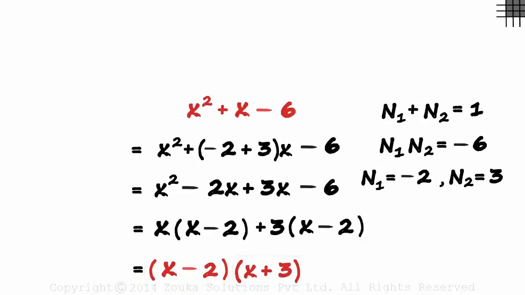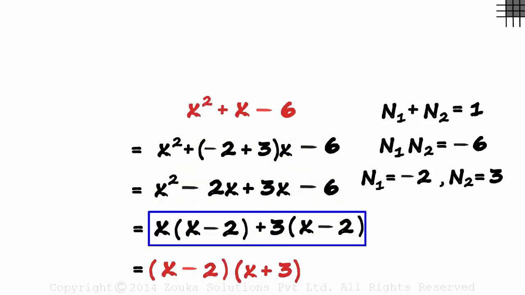We only need to do 3 things. Split the coefficient of the middle term, then expand, and then group. That gives us the factors.